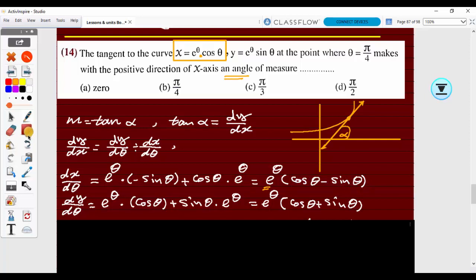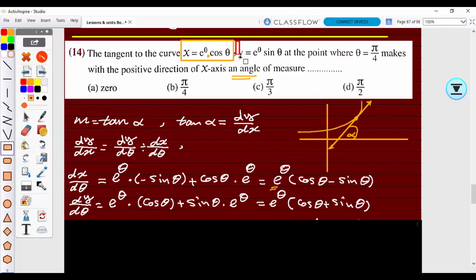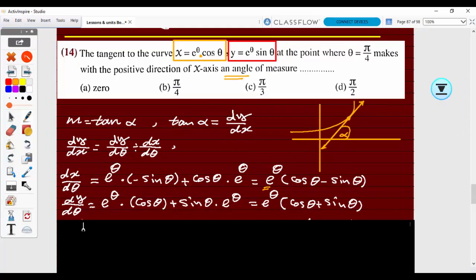And here is y equals e power theta sine theta. Again, we will calculate dy/d theta. dy/d theta equals the first function times the derivative of the second plus the second times the derivative of the first. So we have e power theta cosine theta plus sine theta times e power theta, and again I will take e power theta as a common factor. So between brackets we have cosine theta plus sine theta.